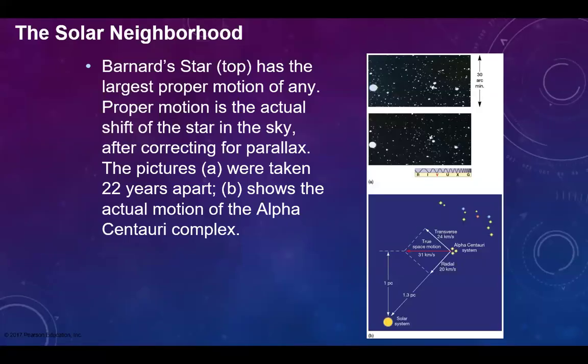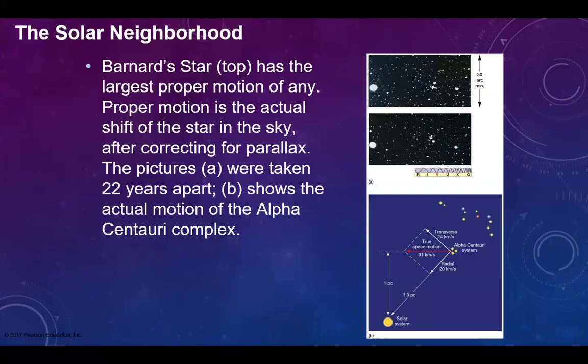So this is Barnard's star. These two pictures, here and here, where you can see it's moved ever so slightly, were taken 22 years apart. And that's Barnard's star. It has the biggest proper motion of any star we can see. And this shows the actual, oh wait, these are the Alpha Centauri. So Barnard's star on top. Yeah, these were taken 22 years apart, showing that biggest motion.